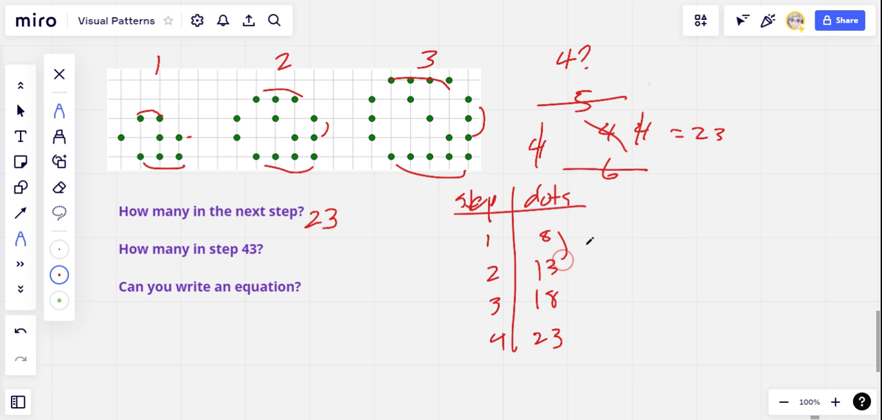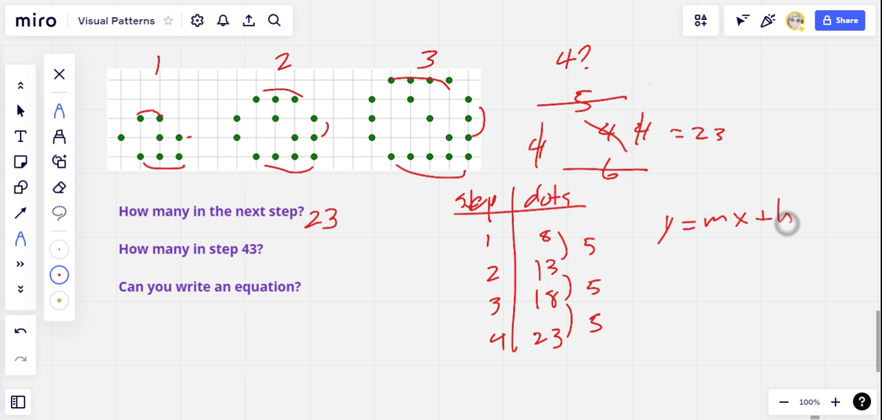So let's take the difference between each step. 13 minus 8, that's 5. 18 minus 13, that's 5. And 23 minus 18, that's 5 again. So yes, we're getting a constant in the differences. And this should make sense. We're adding 5 dots every step. So that looks right. Because we have a constant in the differences, we know this is linear.